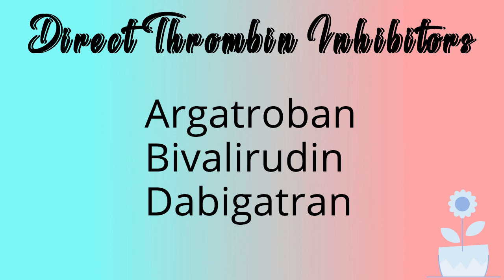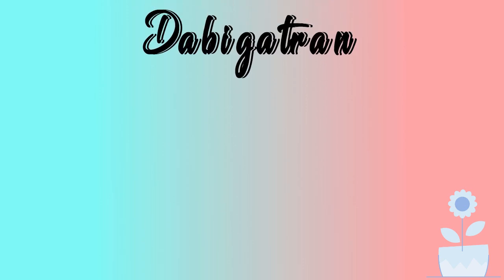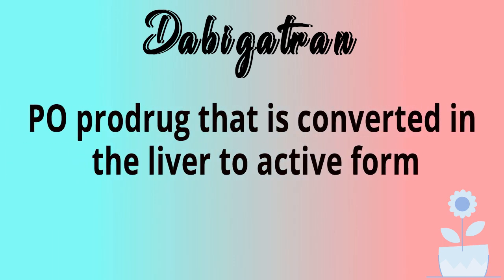Now, as mentioned before, argatroban and bivalirudin are IV agents, so I will be talking about them in the next video. This one will focus on dabigatran. Dabigatran, brand name Pradaxa, is an oral anticoagulant. It is in fact a prodrug that is converted in the liver to its active form.